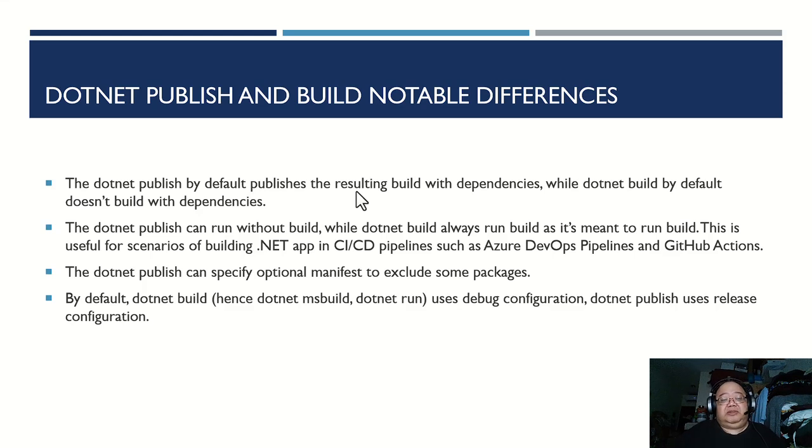The next one is .NET Publish can run without build. .NET Build always runs build. It's useful for the scenario that I mentioned before, like in CI/CD pipelines, such as in Azure DevOps pipelines, GitHub Actions, or many more. And you can also run as a pipeline in GitLab, for example. I didn't mention it in this one. .NET Publish can also specify optional manifests to have some control to exclude some packages. And by default, .NET Build uses the debug configuration. .NET Publish uses the release configuration.